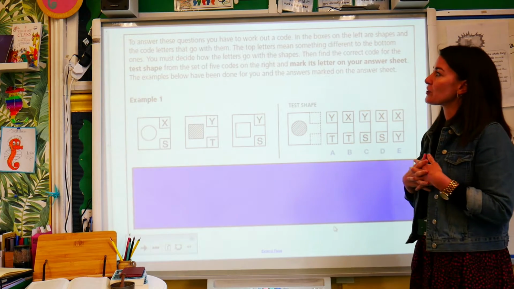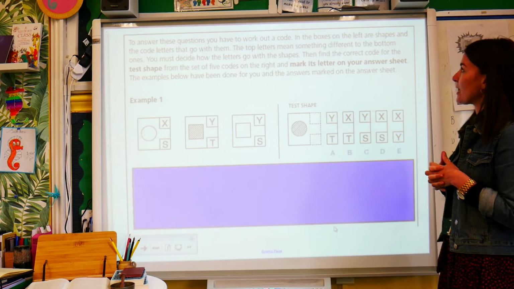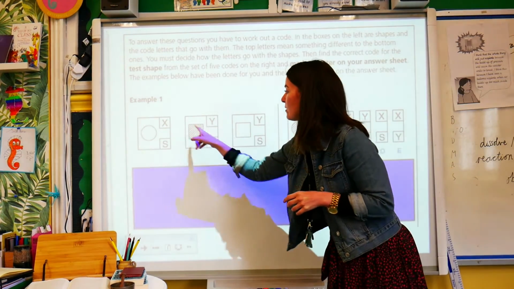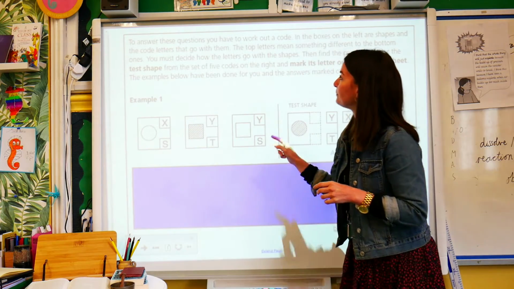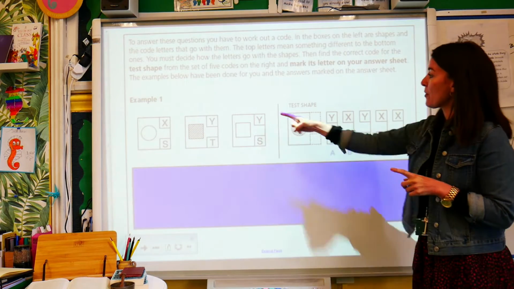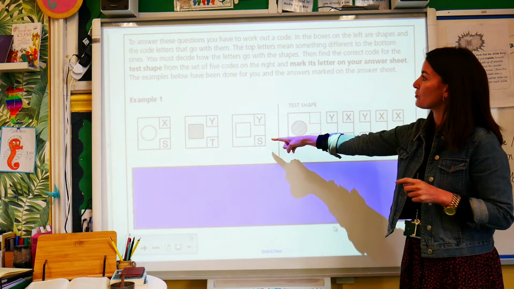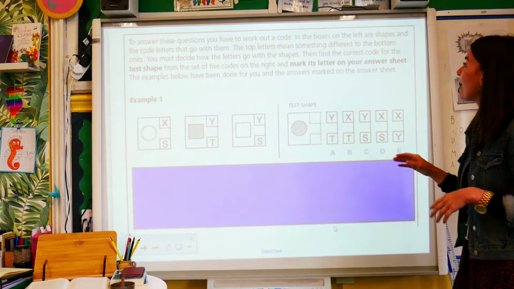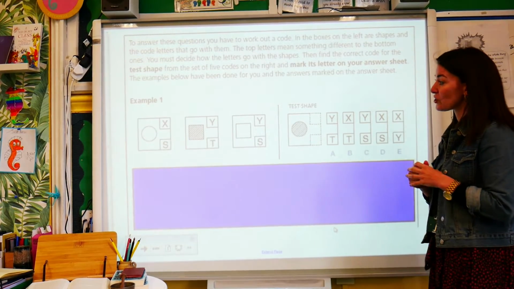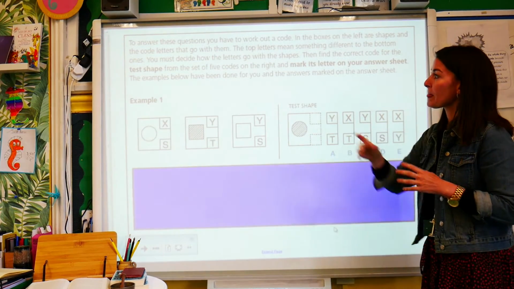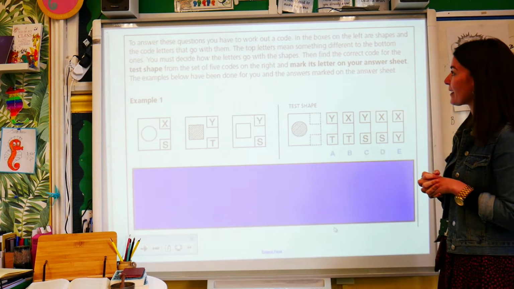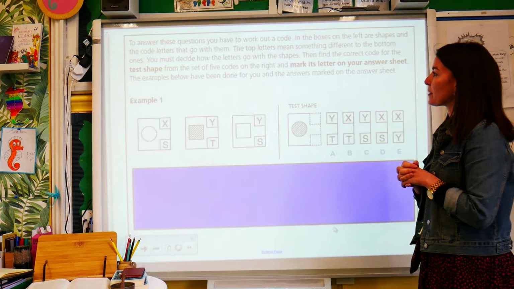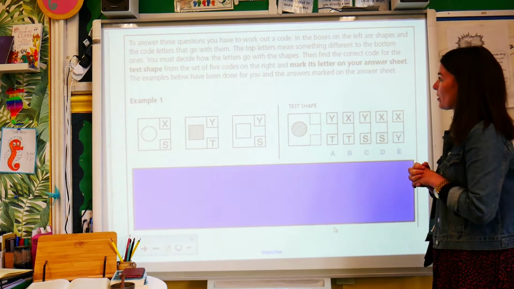To answer these questions, you have to work out a code. In the boxes on the left are shapes and the code letters that go with them. The top letters mean something different to the bottom ones. You must decide how the letters go with the shapes. Then find the correct code for the test shape, this one here, from the set of 5 codes on the right and mark its letter on your answer sheet. The examples below have been done for you and the answers marked on the answer sheet.